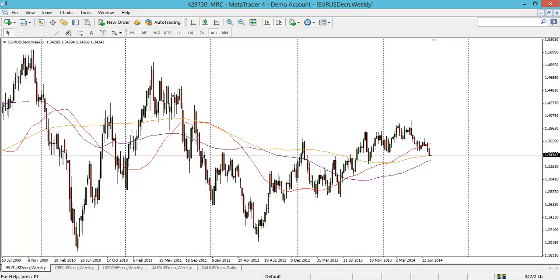What we'll do today is go through some technical analysis on Euro dollar, cable dollar, Swiss, Aussie and gold. Just going to review what happened in the markets last week and give some sort of outlook for the week ahead.